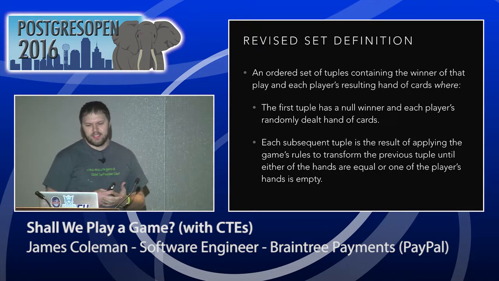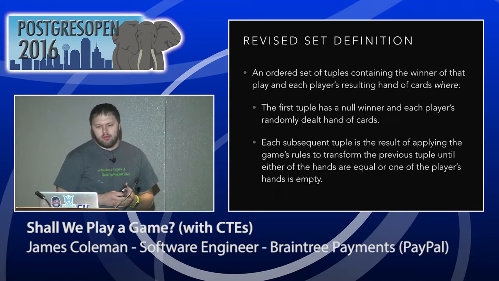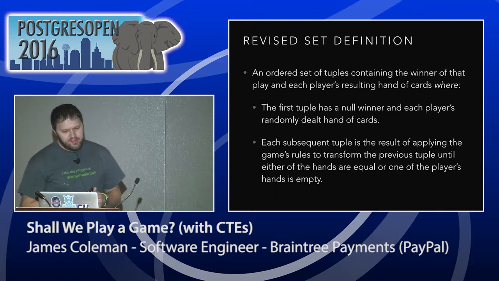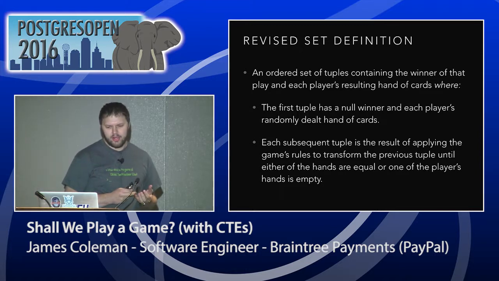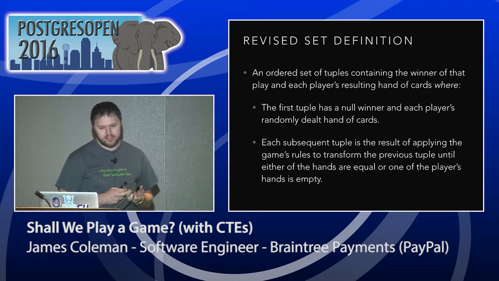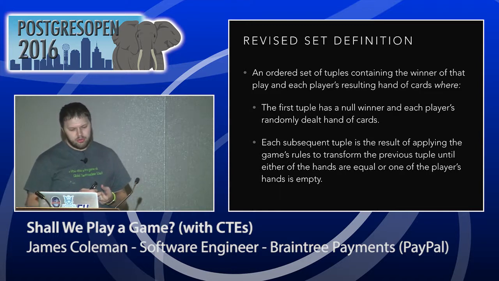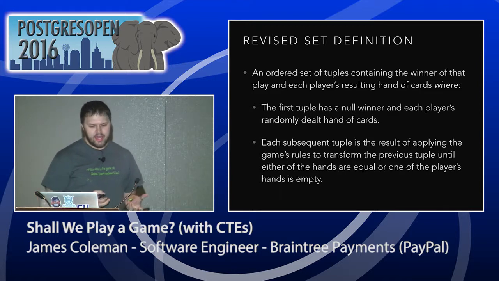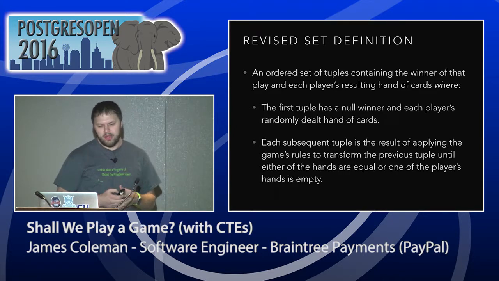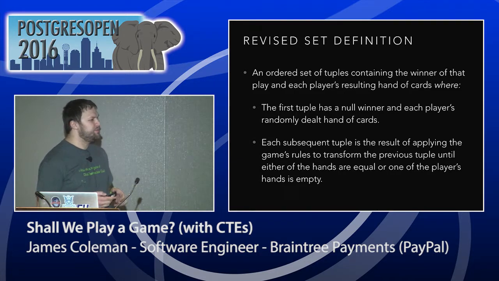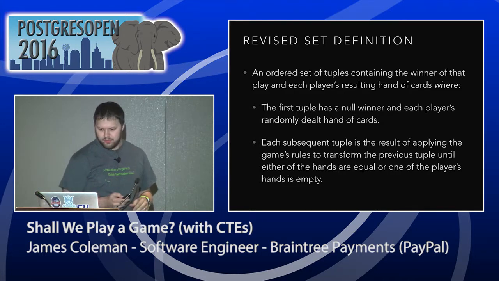So I've revised it this way. An ordered set of tuples containing the winner of that play and each player's resulting hand of cards, where the first tuple has a null winner and each player's randomly dealt hand of cards, and each subsequent tuple is the result of applying the game's rules to transform the previous tuple until either of the hands are equal, which would be a stalemate, or one of the player's hands is empty, which means the other player won.